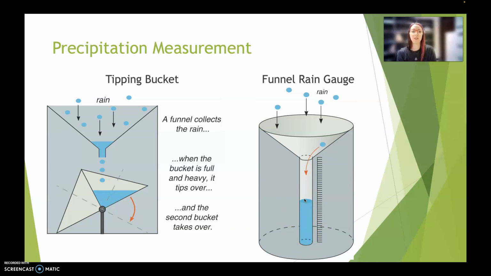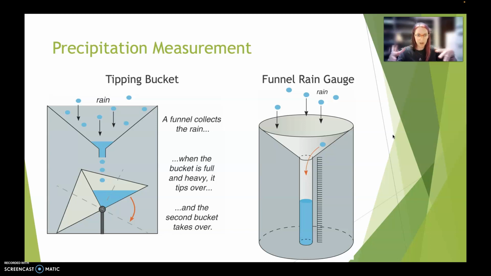And then with funnel rain gauges, it's very much what it sounds like. The rain collects within a funnel, and there's pretty much a ruler on one side, and you can tell the precipitation amounts through that. Also, a little side note, if you were to measure snow, it's very light, right? So you literally just go out and stick a ruler into the snow and call it a day.